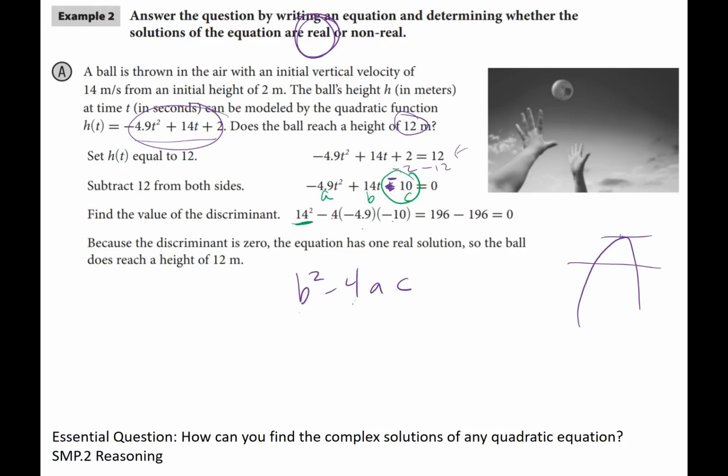Then they went ahead and did the arithmetic. 14 squared is 196. And when they multiplied this out, you can use your calculator, that's fine, they got 196. 196 minus 196 is 0. So because the discriminant is 0, the equation has one real solution, so the ball does reach a height. So it does actually get to the height of 12 meters. If you were just asked to find the value of the discriminant, you're just going to use these steps right here.